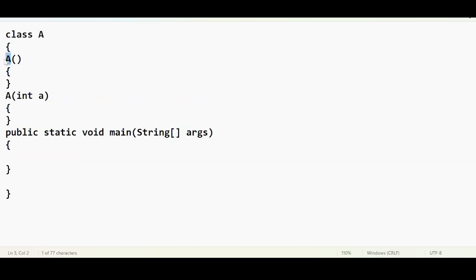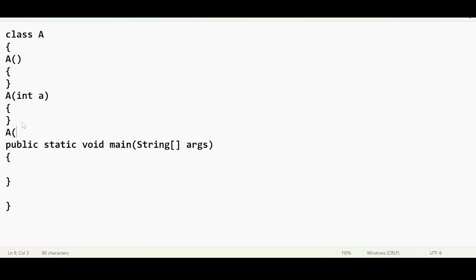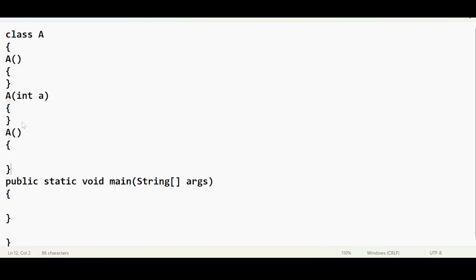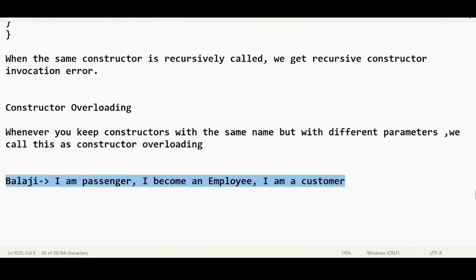If you have a constructor, you can have another constructor with the same name. Don't you think so? This is a constructor. This is also a constructor. And I can take another constructor. This is also a constructor. But I need to take a sub identity. In our example, I am a passenger, an employee, or a customer depending upon the circumstances and the location that I go.